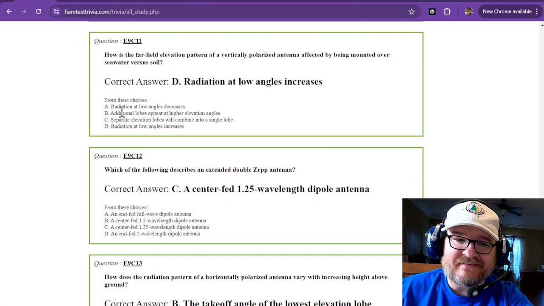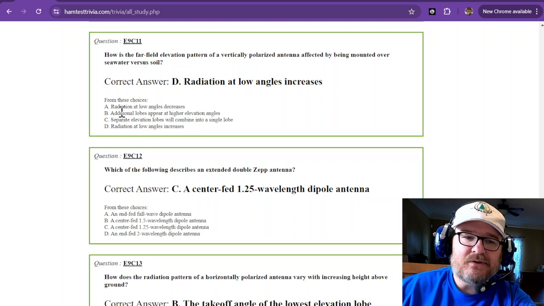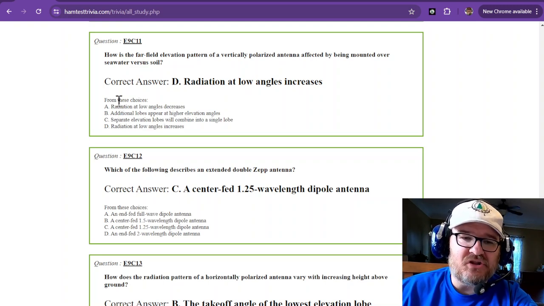These are different antenna types, so I guess if you're on the radio and you're talking about, hey, I'm using a ZEP antenna, well, now you have an idea about what it is without having to look it up.